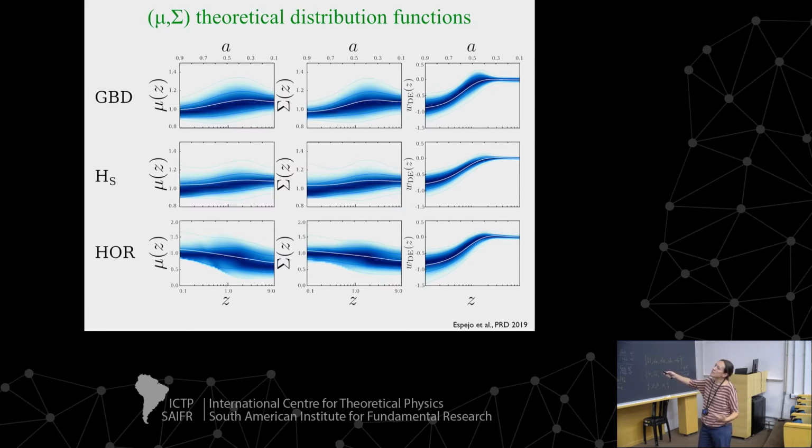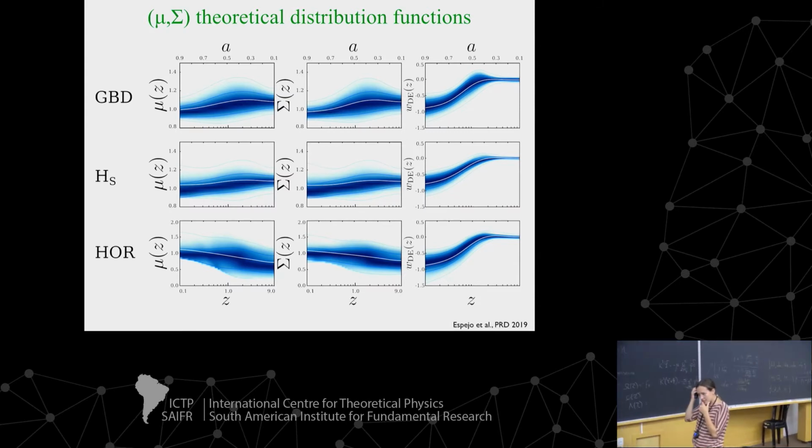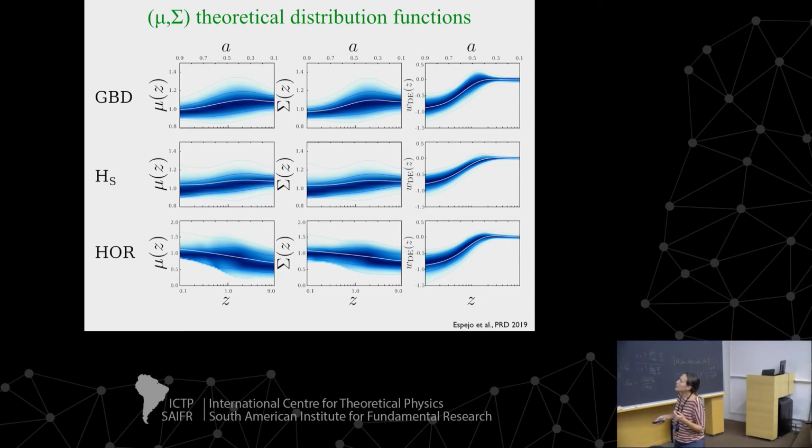And so, okay, these are just things that we can learn about expected distribution for mu, sigma, and W in Horndeski here, generalized Brans-Dicke. And what is this HS? It's the subclass of Horndeski that have cT squared equal 1. Okay, and so we can build theoretical priors.